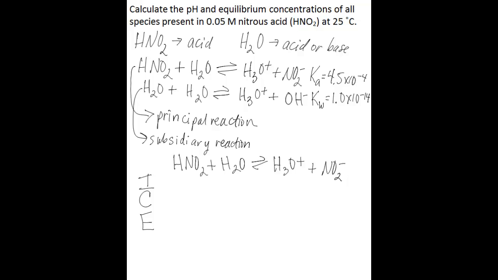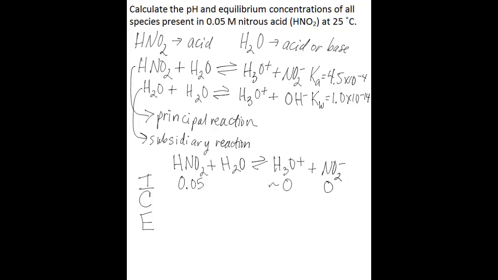So we know from the problem that we're given the initial concentration of nitrous acid to be 0.05 molar. The concentration of hydronium ions is approximately 0. Only a very small amount is present initially. And then the initial concentration of the conjugate base nitrite is 0 to start because we're starting only with nitrous acid.